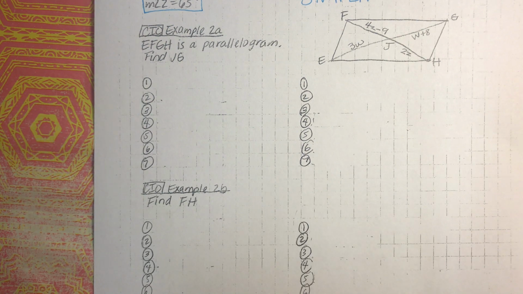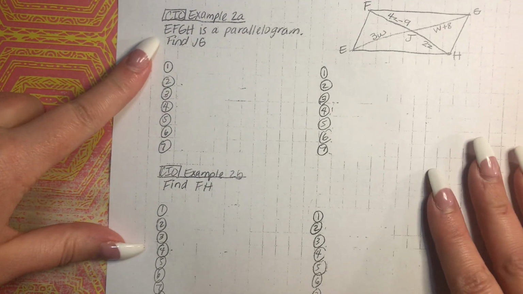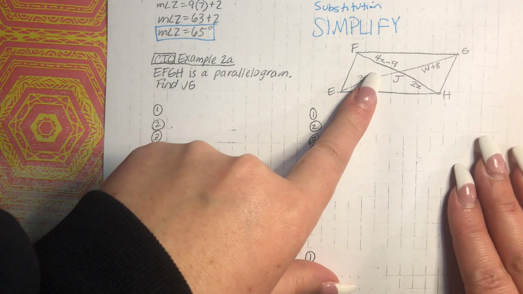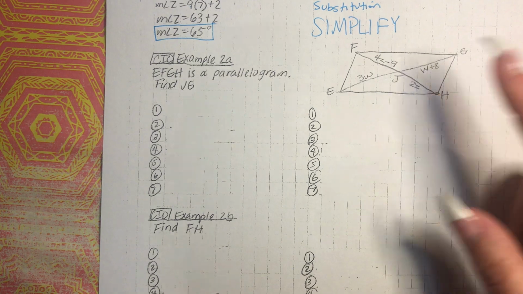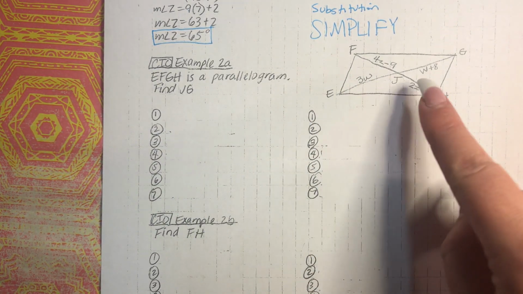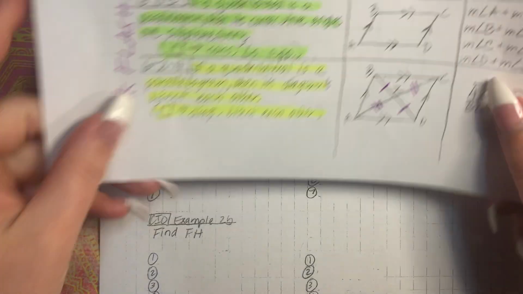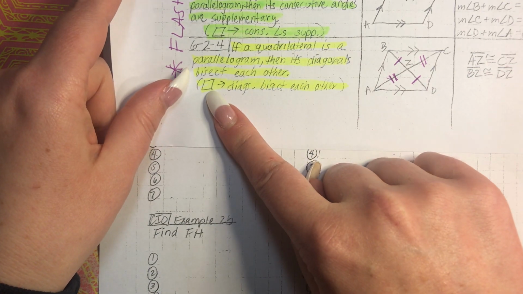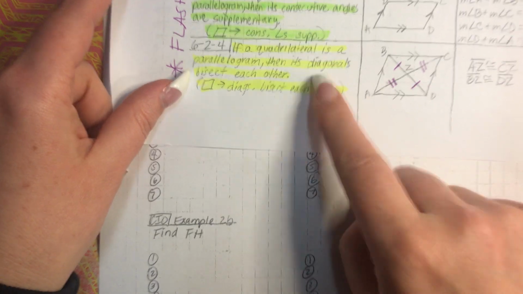Okay, let's see how you did on 2a. So what do we know? We know that 2a, we are dealing with a parallelogram, and we have to find JG. Parallelogram means that unlocks the door to these lovely 4 theorems. Okay, so which one are we going to use? What do we have? We want to find JG. That's a part of a diagonal, right? So most likely we are going to be using, if you have a parallelogram, then the diagonals bisect each other. We're going to be using this one.